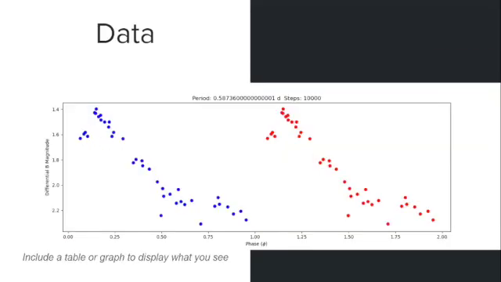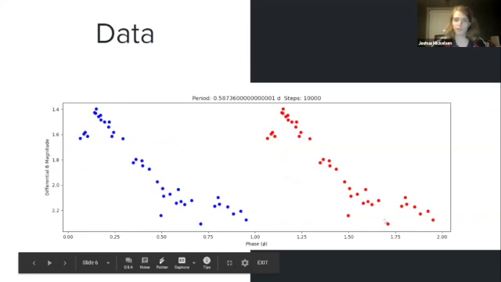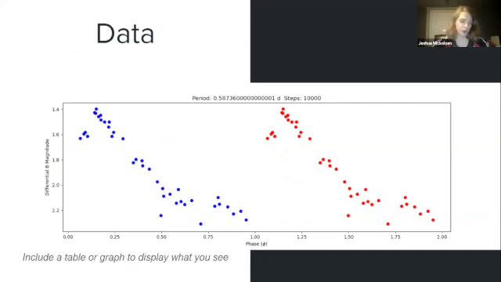And this is the data that I was able to obtain. This is just the same phase repeated twice, just to make it easier to observe. And what we were able to determine from this is that the RR Lyrae star ZMIC has a period of about 0.6 days, which is what you would expect from an RR Lyrae star.